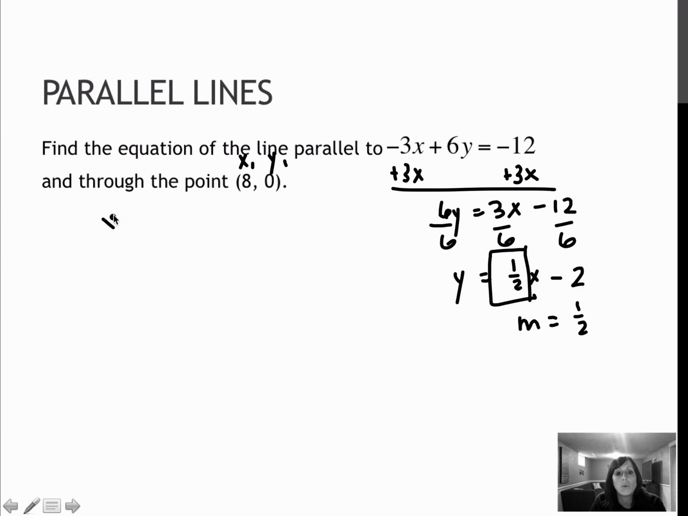Using point-slope form, y minus 0 equals my slope, which I'm just stealing from my other equation, 1/2, times x minus 8. And I get y equals 1/2 x minus 4.